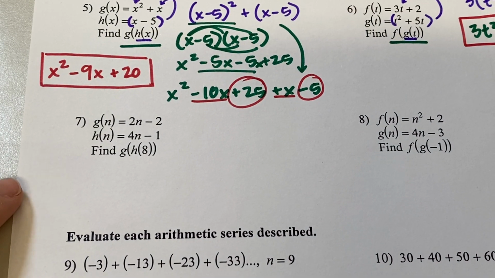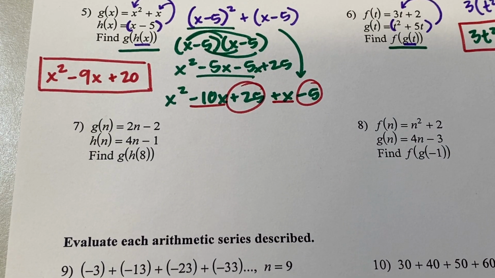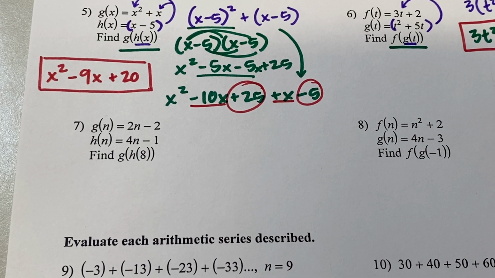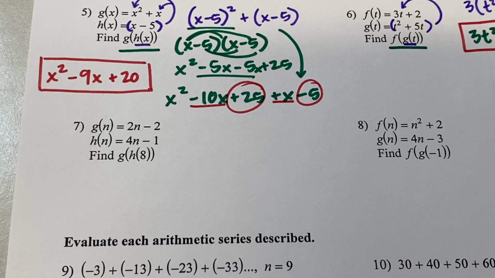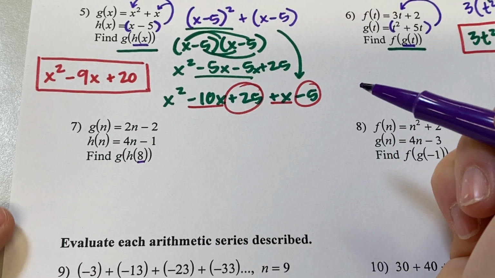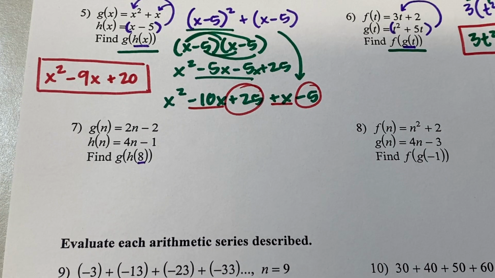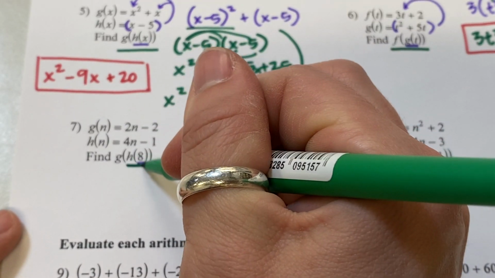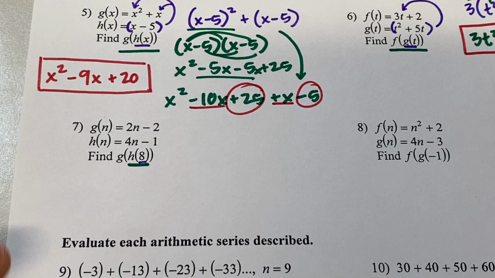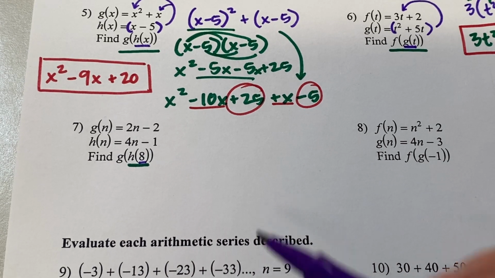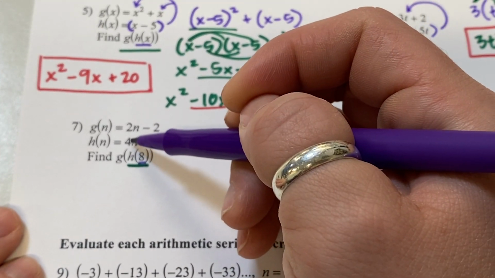Alrighty, let's go ahead and do number 7 and 8. These guys are a little different. This time it is saying we are taking now a number and we are going to plug it into a function, and then we're going to take whatever number we get out of that function and plug it into our second function here. So we are taking 8, working from the very inside out. We're taking 8 and we are going to plug it into our h function. Okay, so here we go. I'm going to take 8, only plugging it into my h function.